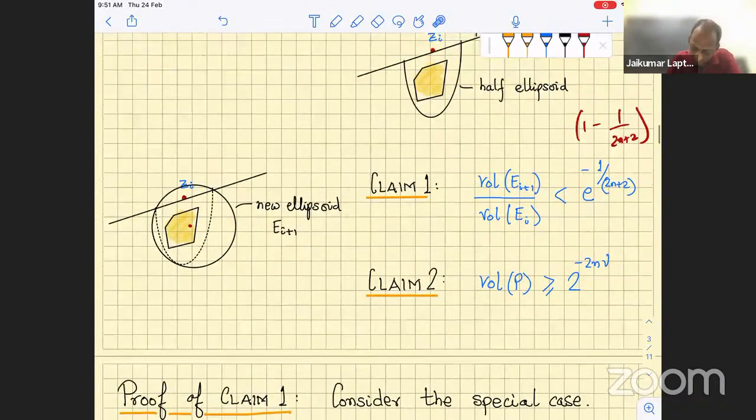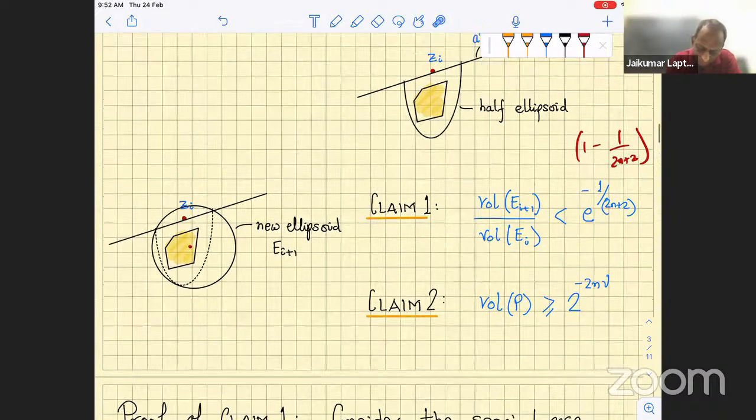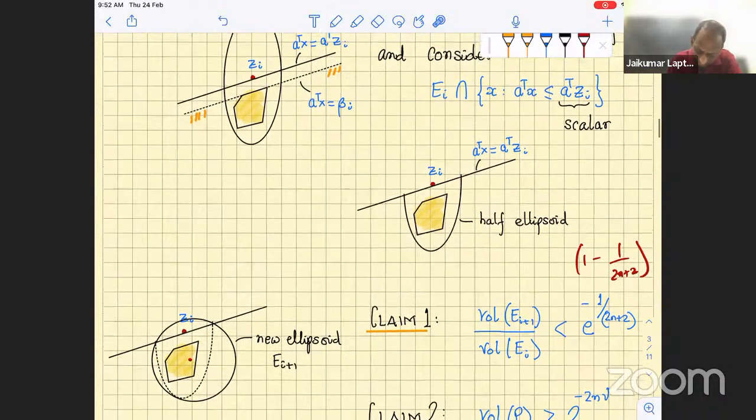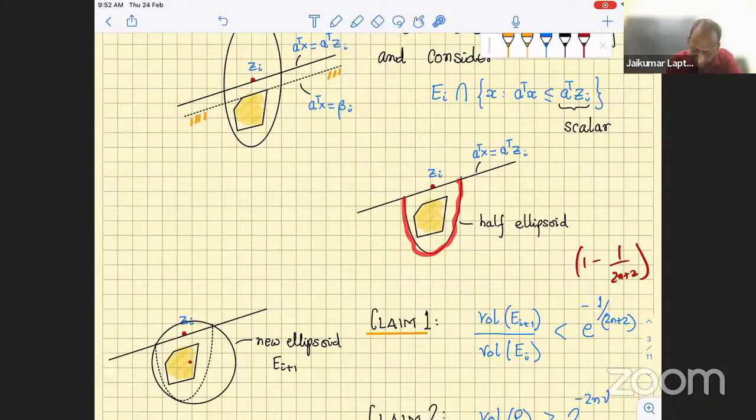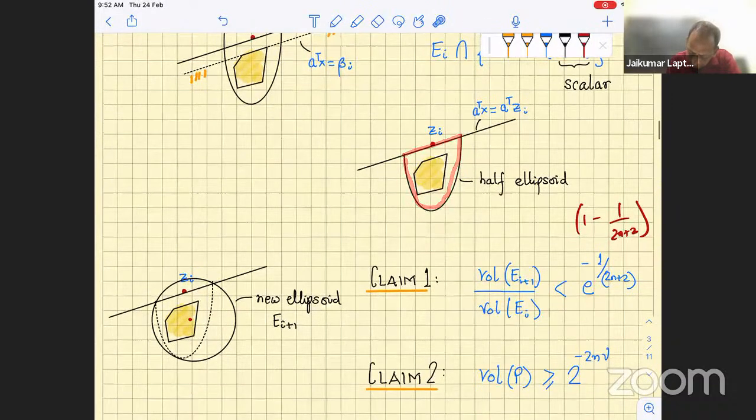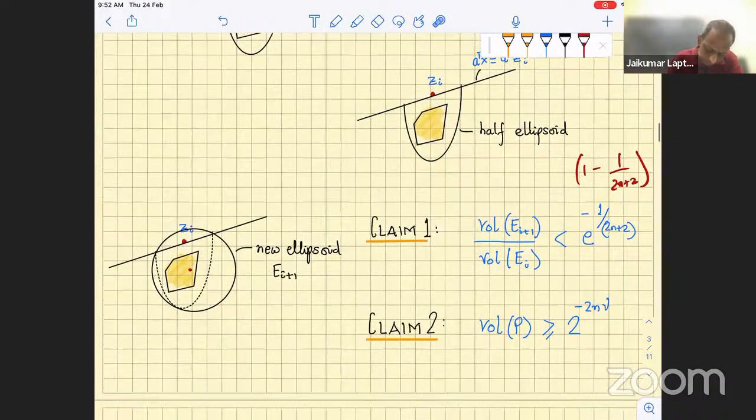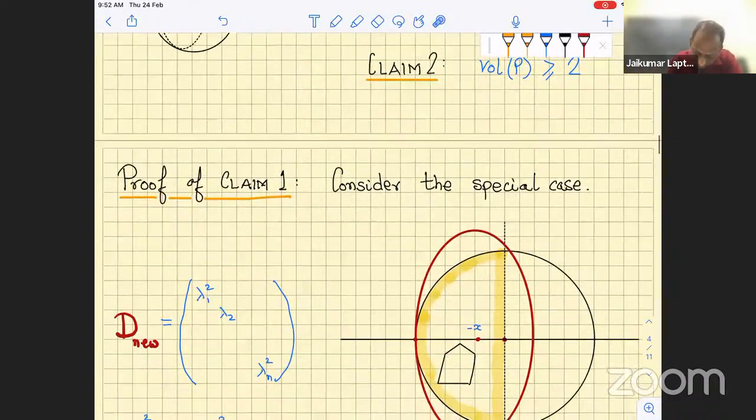Now, I would like to give you some idea. Actually, we'll probably do the complete proof of this. Why is it that when you have a half ellipse, there is always an ellipse that encloses this half ellipse, and its volume is this much smaller than the original ellipse? Okay. So consider this special case.